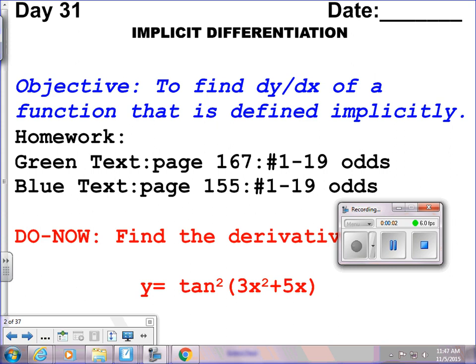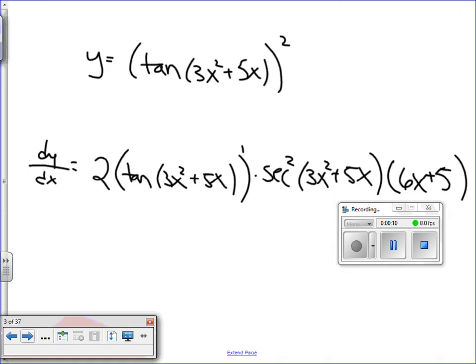Now we're here. All right, let's see if you got it right. Let's see if you didn't miss a little layer. So the first thing was you needed to rewrite it as the tan of 3x squared plus 5x, all of it squared. So you got it. You have the 2 of all that to the first.